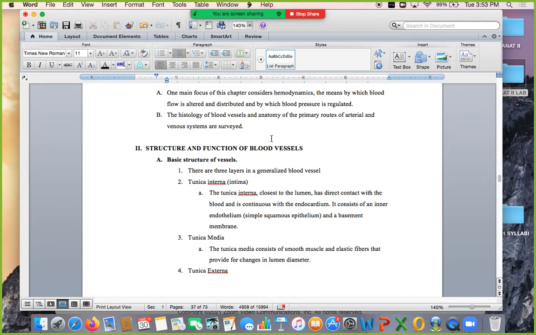And also, we have different histology, so we're going to need to know the anatomy of and the primary routes of both the arteries and the veins. So the basic structures of the vessels include the tunica interna, the tunica media, and the tunica externa, which are going to be the three major layers of a blood vessel.